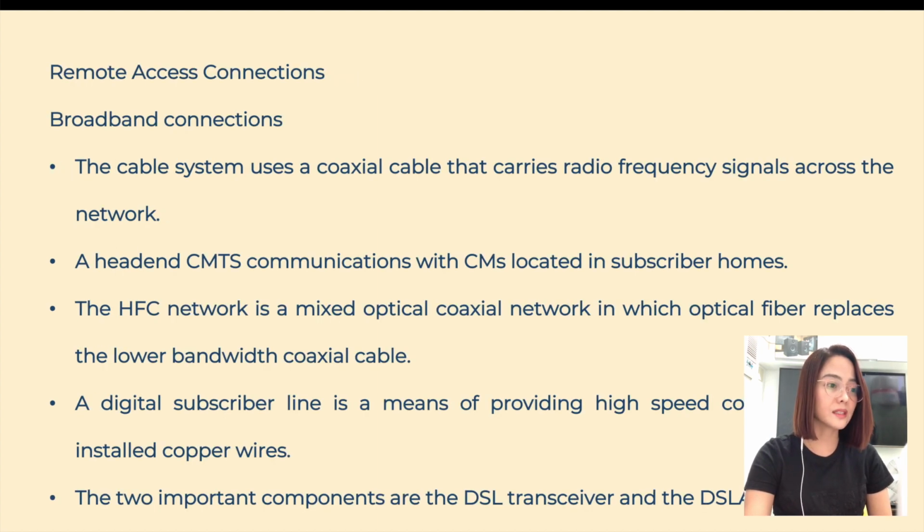Remote access connections. Broadband connections. The cable system uses a coaxial cable that carries radio frequency signals across the network. A head-end CMTS communicates with CMs located in the subscriber homes. The HFC network is a mixed optical-coaxial network in which optical fiber replaces the lower bandwidth coaxial cable. A digital subscriber line is a means of providing high-speed connections over installed copper wires. The two important components are the DSL transceiver and the DSLAM.